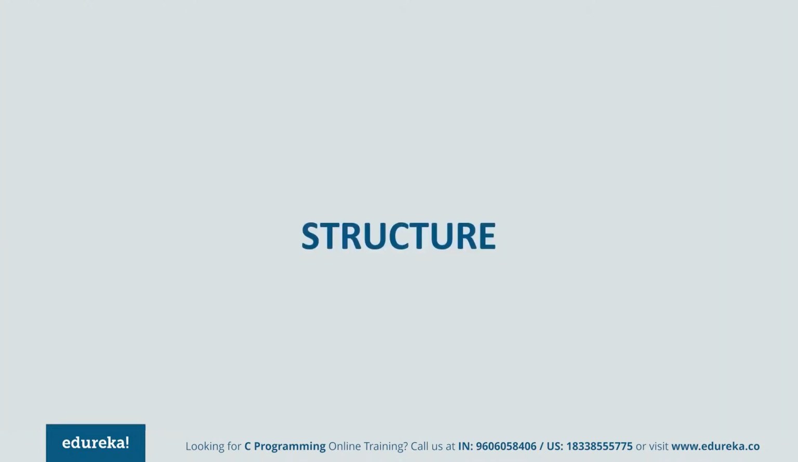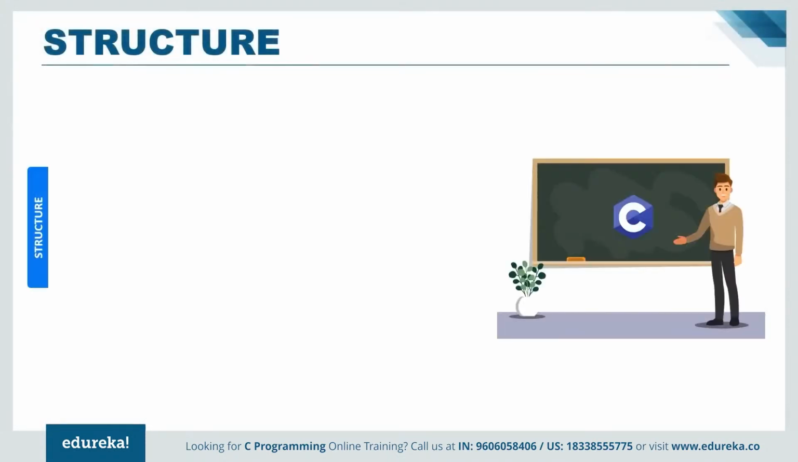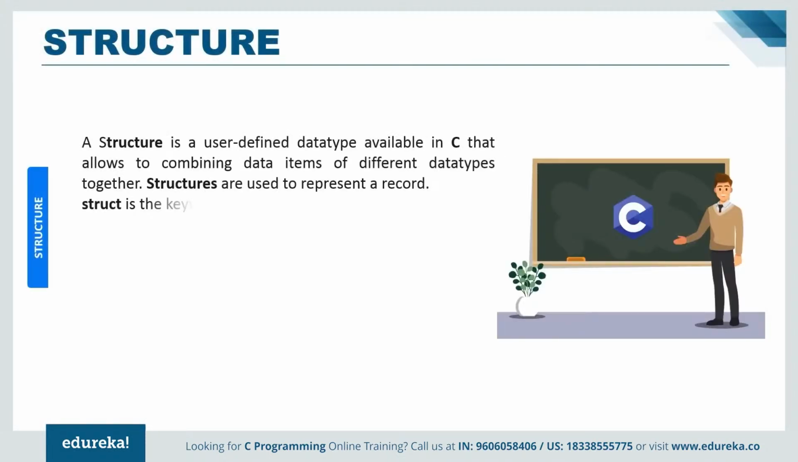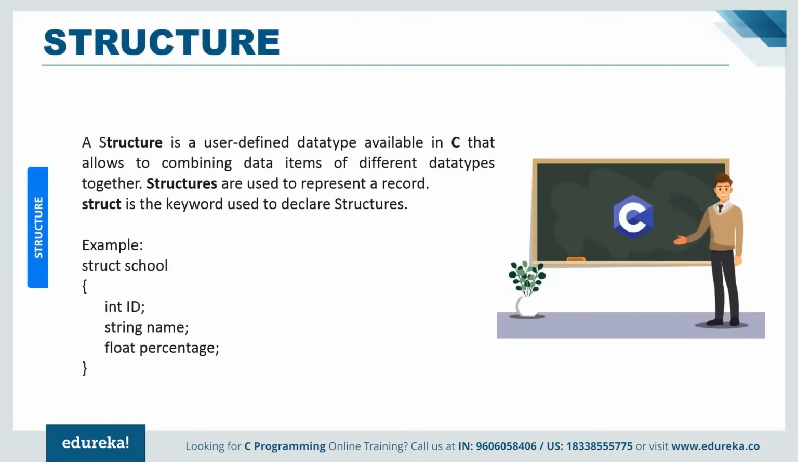Now with this, let us get into our next topic, which is about structures and unions. Firstly, let us deal with structures. A structure is a user-defined data type available in C language that allows you to combine data items of different data types together. Structures are used to represent a record. Struct is the keyword that is used to declare structures. Basically, a structure is a data type.